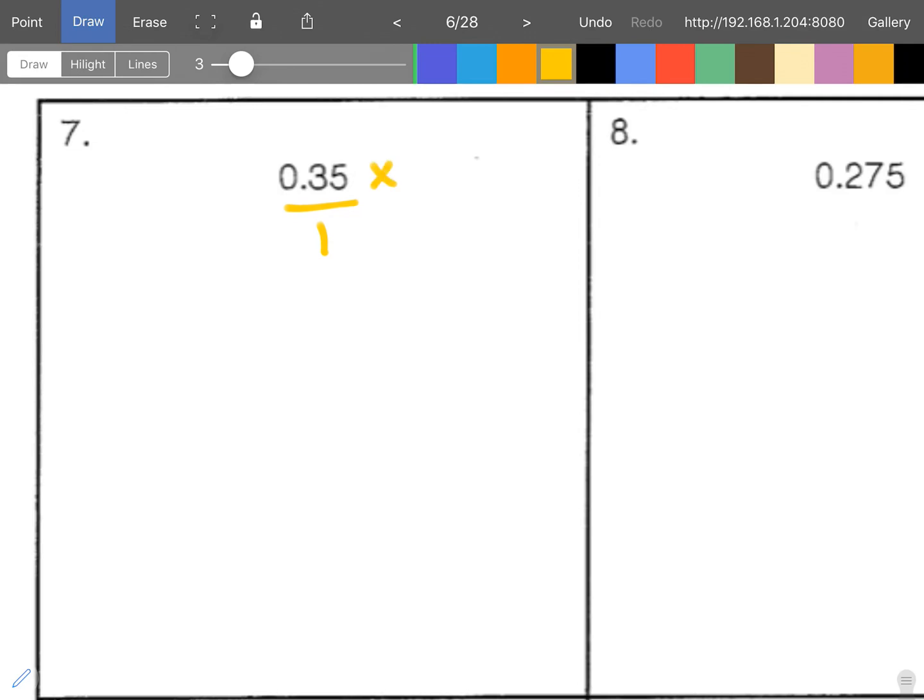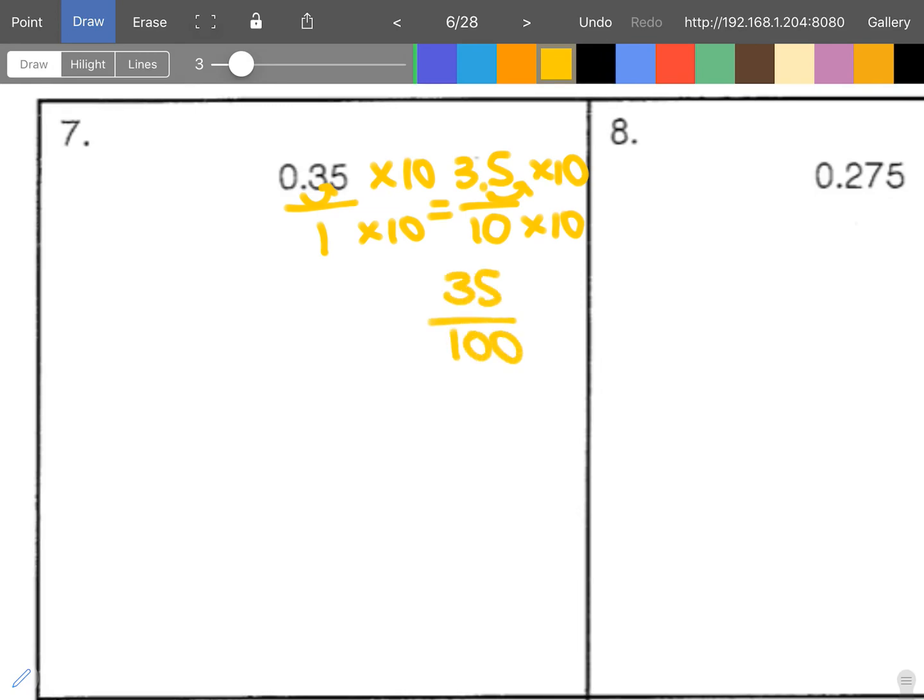So for example, if we multiplied by 10 up here, and of course you have to do it to the top and bottom, 0.35 times 10 ends up moving the decimal over 1 place, so we get 3.5 over 1 times 10 on the bottom, which is 10. And then when you times by 10 again, you move the decimal over 1 more place, which gives you 35, and 10 times 10 on the bottom is 100. That's fine, and you're still going to have to simplify the 35 over 100.